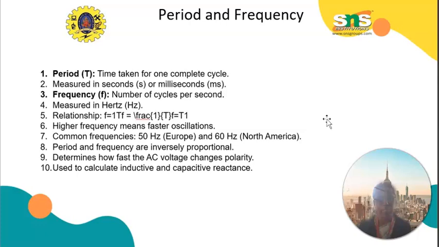Next one, period and frequency. The period is the time taken for one complete cycle, measured in seconds or milliseconds. Frequency is the number of cycles per second, measured in hertz or kilohertz. The frequency is inversely proportional to the time period. Higher frequency means faster oscillations. Common frequencies are 50 hertz and 60 hertz. Period and frequency are inversely proportional. It shows how fast the AC voltage changes polarity, and is used to calculate inductive and capacitive reactance.